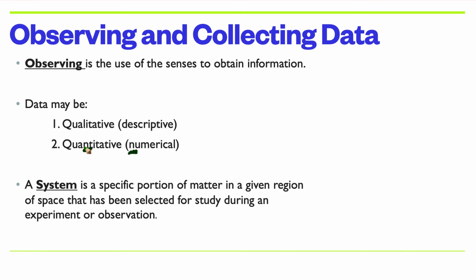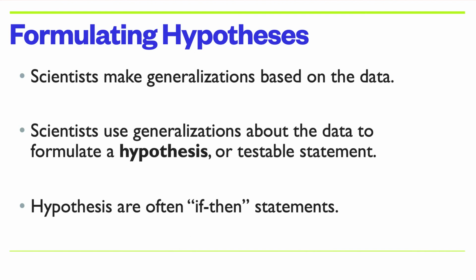And a system is a specific portion of matter in a given region of space that has been selected for study during an experiment or observation. With the labs that we do this year, we're going to be using the scientific method to figure out different analysis questions and to figure out if we can accept or reject our hypothesis.